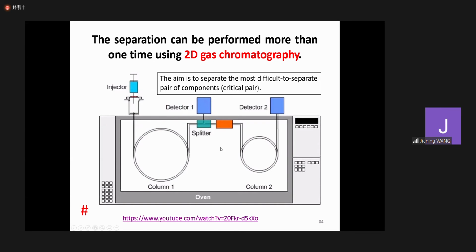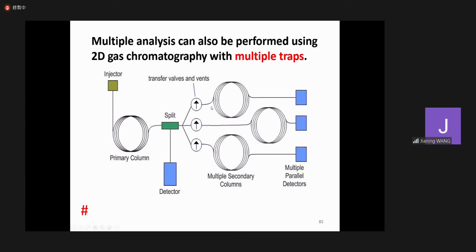Okay, this is another strategy, using a parallel way. This is still a 2D system, but for the second stage, it uses a splitter to split the sample into three different columns to do multiple separations.